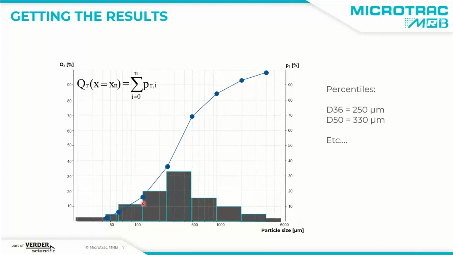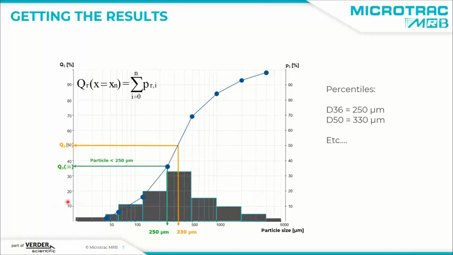The cumulative distribution has some advantages because you can directly read so-called percentiles from this distribution. This means for every size, here you get a percentage of particles that is smaller than this size. So at 250 micron, the sum of all smaller fractions would be 36. So 36% are smaller than 250 microns. Or you can see here, the 50% value, or the median, or the D50, would be at 330 microns.